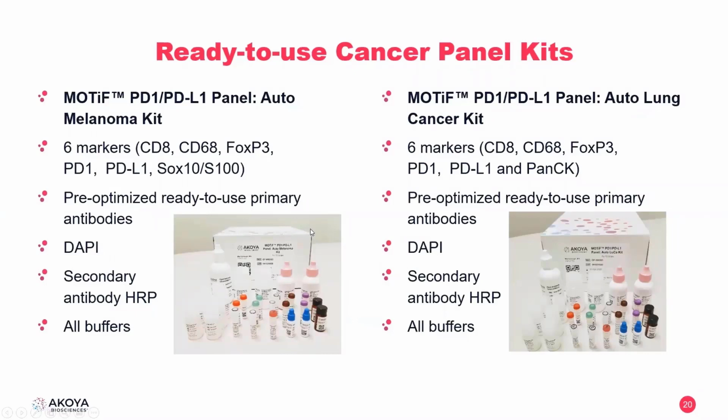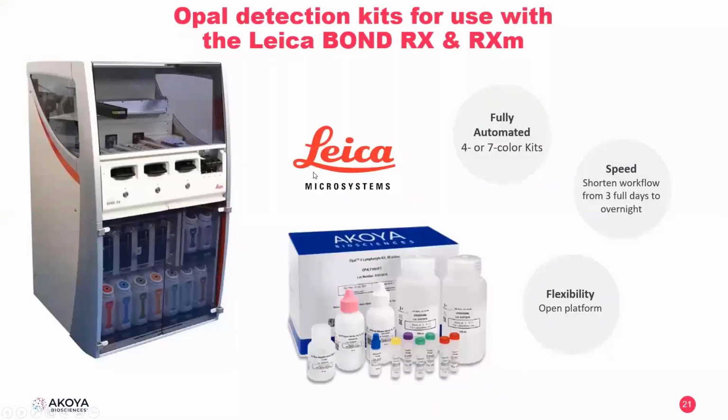Our Opal offering is pretty wide, so everyone can really find something that works for them, whether it's through our 7-color PD1, PDL1 panel kits, which are ready to use and come with imaging and image analysis algorithms, or with our detection kits for use on the Leica Bond RX. We have 4 or 7-color kits for the auto stainer. And we also have compatibility with the Ventana Discovery Ultra.